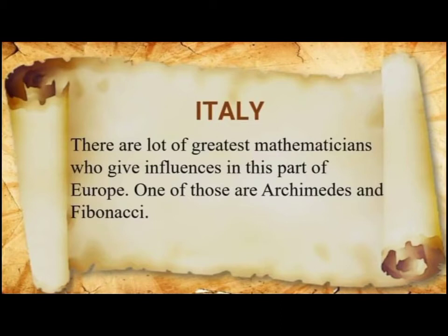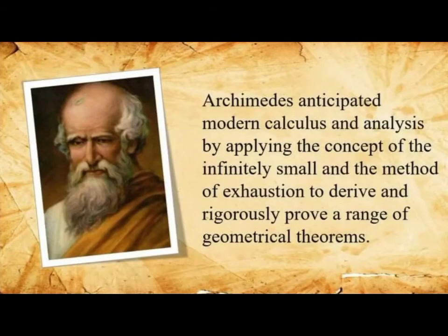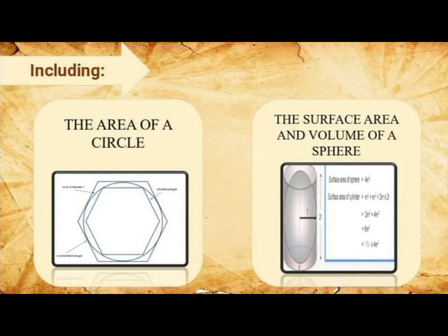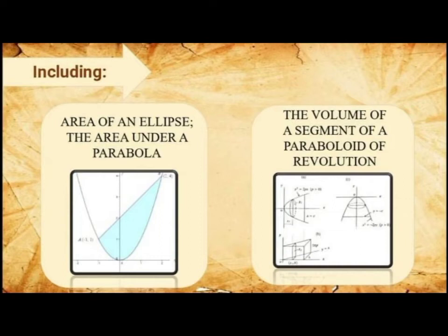In Italy, there were a lot of great mathematicians who gave influence in this part of Europe, and among those are Archimedes and Fibonacci. Archimedes anticipated modern calculus and analysis by applying the concept of the infinitely small and the method of exhaustion to derive and rigorously prove a range of geometrical theorems. Archimedes also discovered the relationship between the surface and volume of a sphere and its circumscribing cylinder. For example, the area of a circle, the surface area and volume of a sphere, the area of an ellipse, the area under a parabola, and the volume of a segment of a paraboloid of revolution.